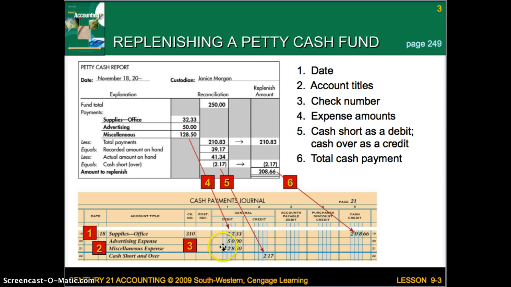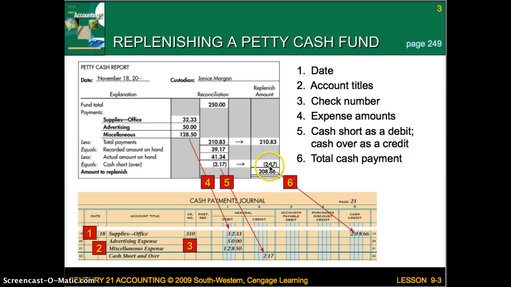Then we need to debit all of these accounts. Okay, these are expense accounts, right? We need to debit, make sure that that money is coming out of there. Our cash short and over: if our cash is short, it needs to be debited. If our cash short is a debit, cash over is a credit. Okay, cash short and over.